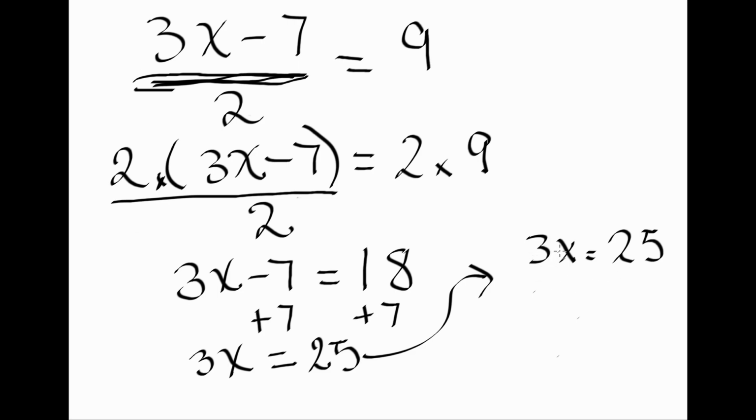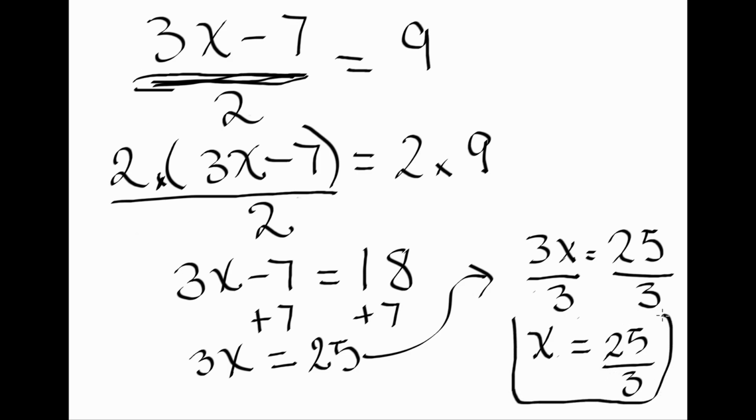Now the 3 is multiplying the x, so we need to divide it on both sides to get rid of it. 3 divided by 3 is just 1, so we don't need to write the 1. It's going to be x equals 25 divided by 3. We cannot simplify this fraction, so this is just going to be our solution like that. X equals 25 divided by 3.